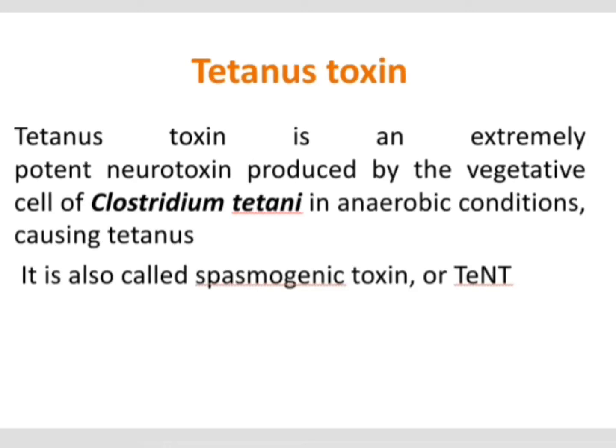Second toxin is tetanus toxin. Tetanus toxin is an extremely potent neurotoxin produced by the vegetative cells of Clostridium tetani in anaerobic condition. It results in tetanus. This tetanus toxin is otherwise known as spasmogenic toxin, because it causes spasms, and it is also known as TeNT, that is tetanus neurotoxin.